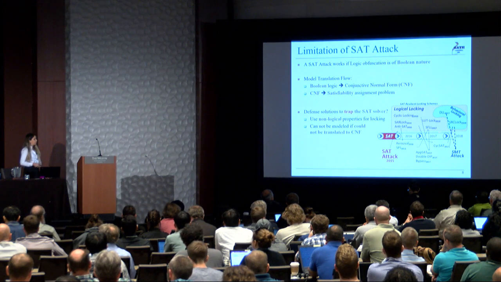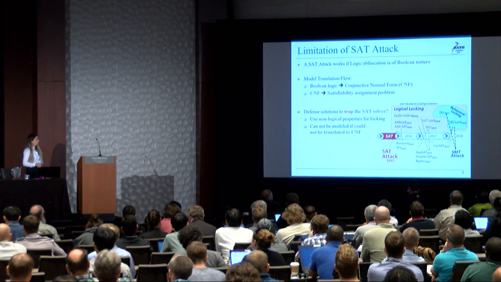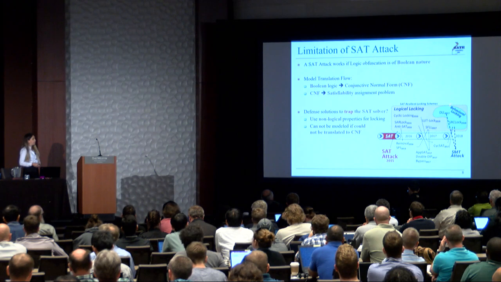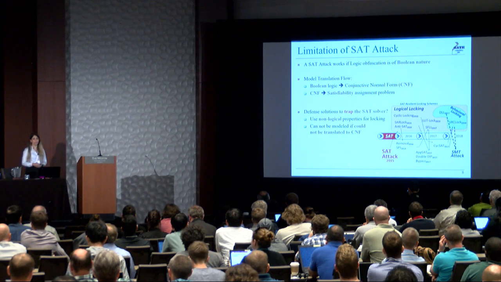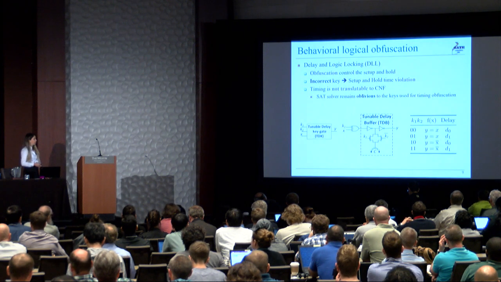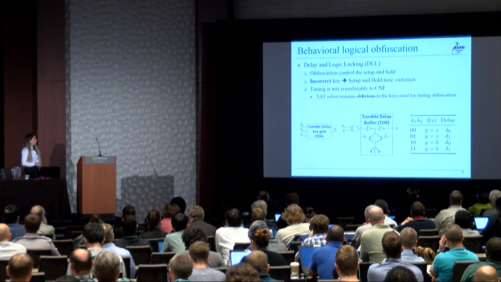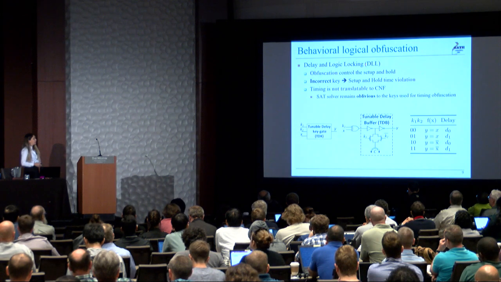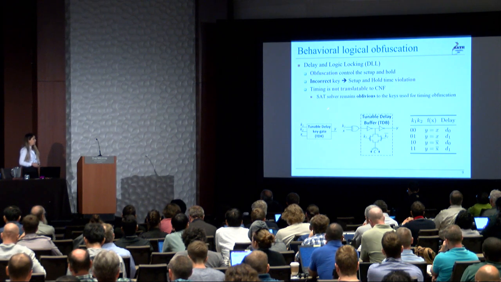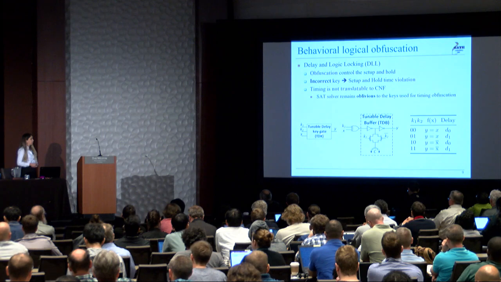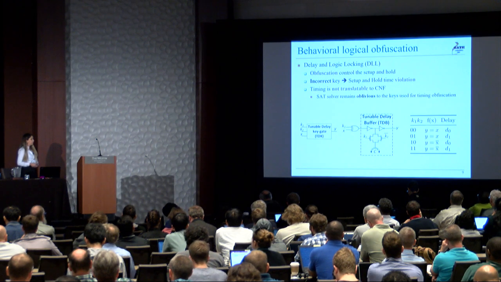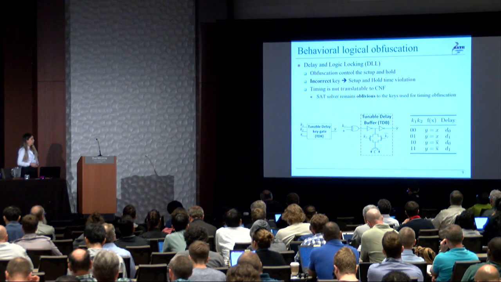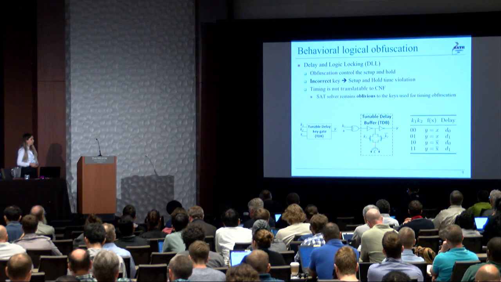So after 2017, attackers tried to trap the SAT solver by using behavioral logic of the circuit, a controlled aspect of the circuit that cannot be translated to the CNF format. One example of behavioral logic obfuscation is delay and logic locking, DLL, in which the researchers add the tunable delay key gates, TDK, into the design, which contains a conventional key gate and a tunable delay buffer. The capacitive load of the tunable delay buffer is controlled by the transmission gate.